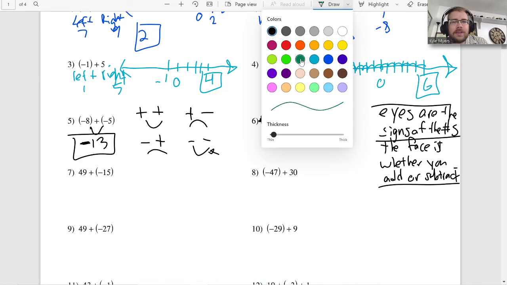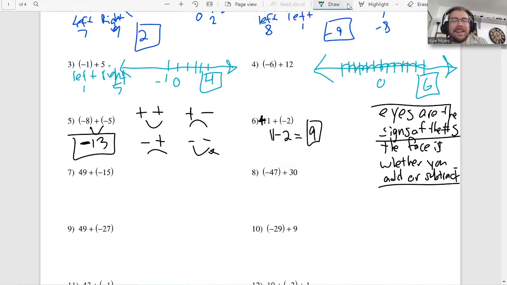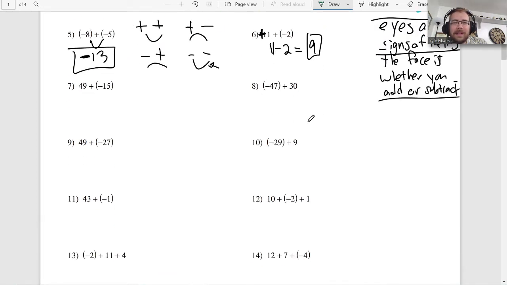The reason I changed to black is because I was like, well, if I use green, then I feel like I'm going to have to use green for the plus signs and red for the minus signs, and that's just going to take a while, so I don't know. I might do it again on another one here.